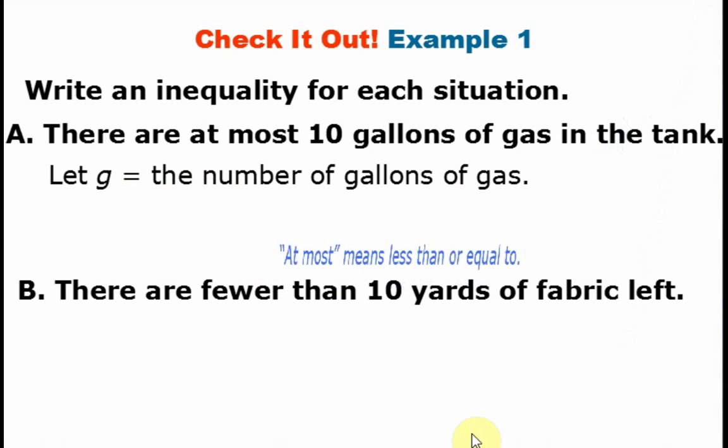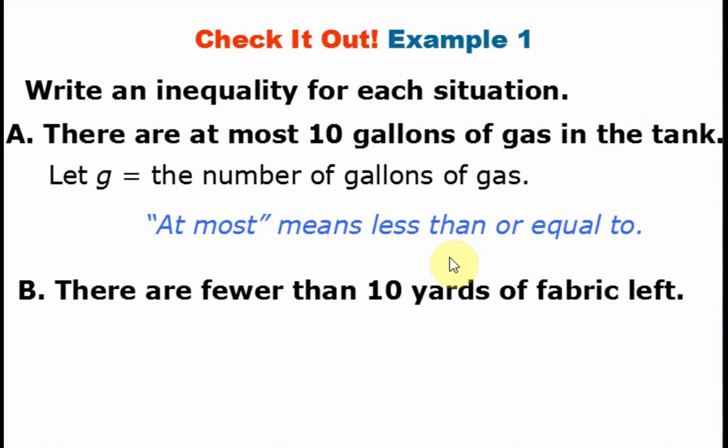At most means less than or equal to, not more than. So what is the inequality? Gallons must be less than or equal to 10. So 10 is the highest number of gallons. So G is less than or equal to 10. There are at most 10, not more than 10 gallons. Please be careful with these words: at most, at least, fewer than.